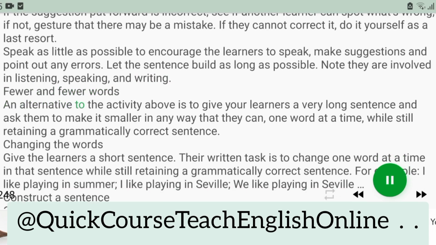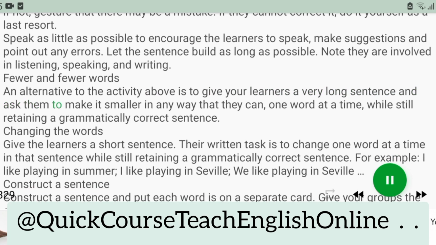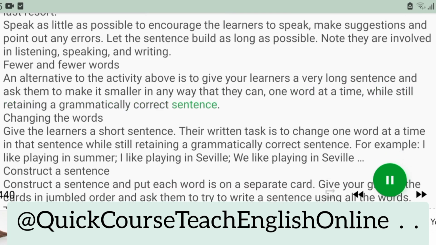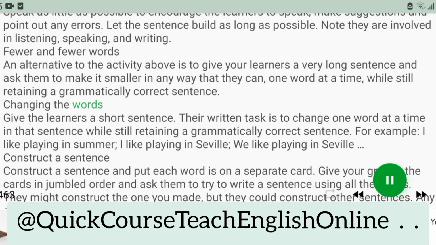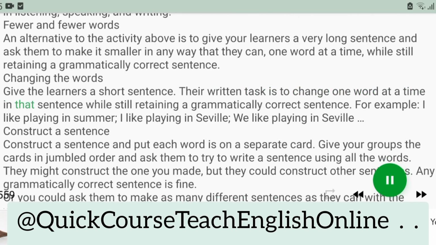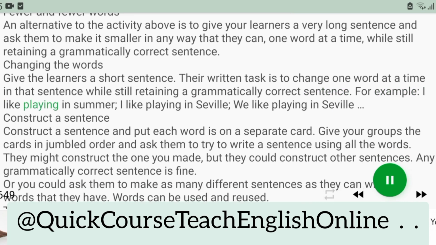An alternative to the activity above is to give your learners a very long sentence and ask them to make it smaller in any way that they can, one word at a time, while still retaining a grammatically correct sentence. Changing the words. Give the learners a short sentence. Their written task is to change one word at a time in that sentence while still retaining a grammatically correct sentence. For example, I like playing in summer. I like playing in Seville. We like playing in Seville.